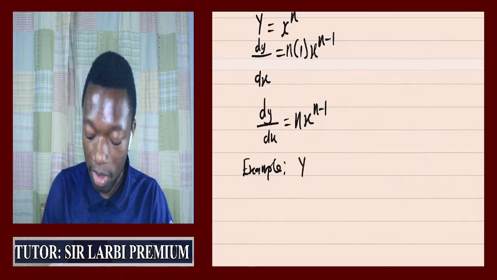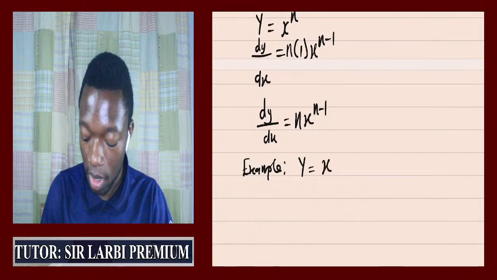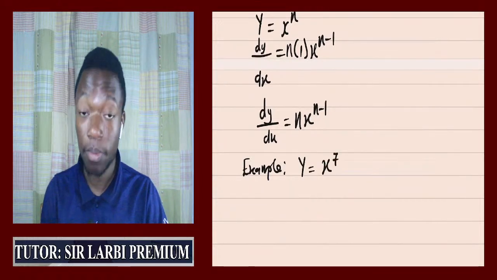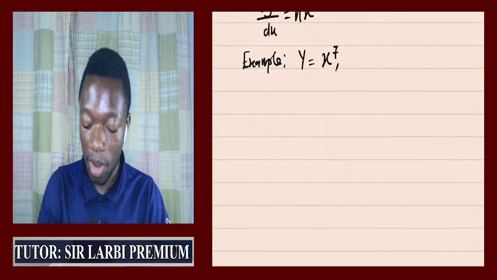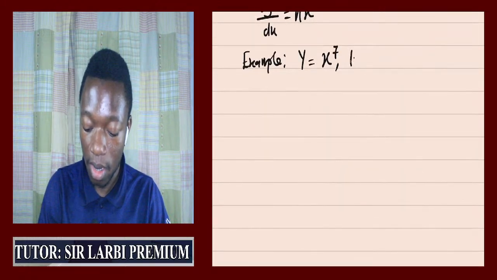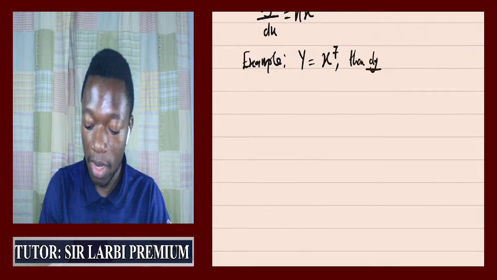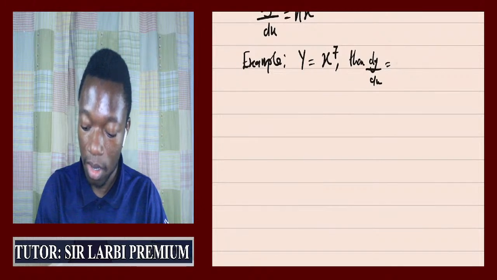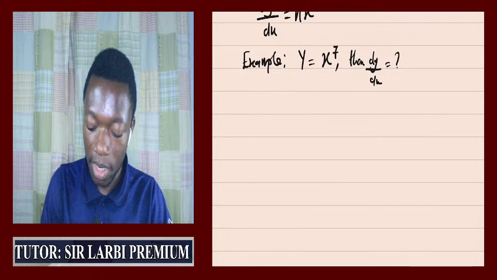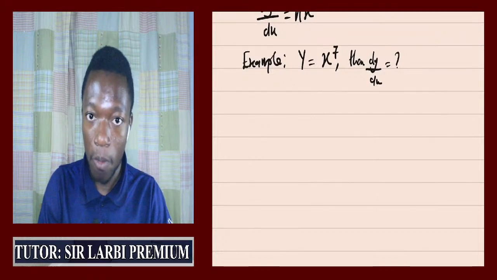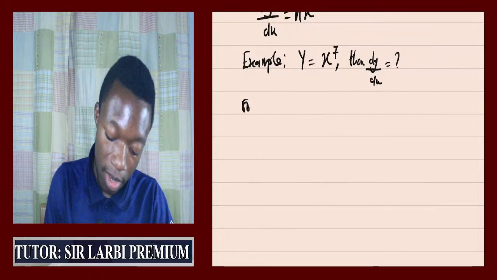Let's say we have a function y equal to x to the power 7. We are asked to find dy over dx. So dy over dx is equal to what? Let's see how it goes. Generally, we said that the differential of y is going to be dy over dx. So we have our solution here.